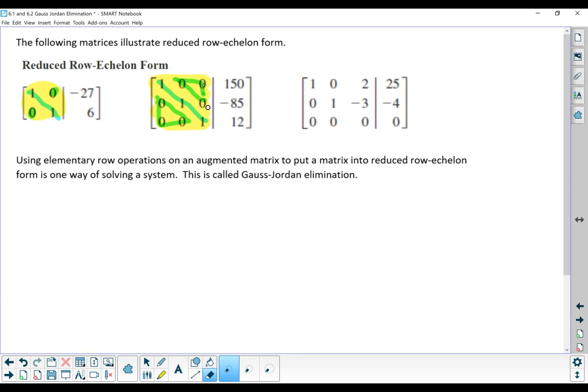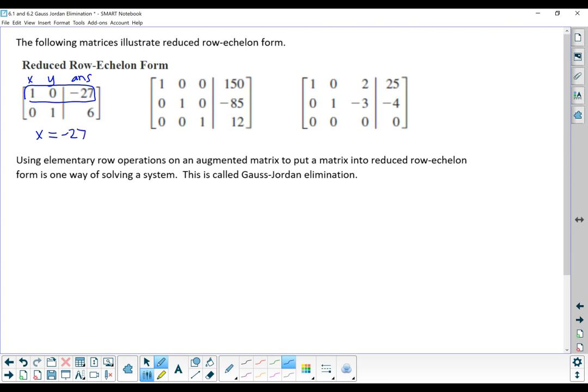But the reason that this row echelon form is what we want to get is because the row echelon form of a matrix, the reduced row echelon form, gives you the answer. Remember, this column was X, and this column was Y, and this column was the answer. So this top row tells me X equals -27. That's X plus 0Y. And then the second row down gives me the equation Y equals 6. So by doing row operations, we can get the solution.